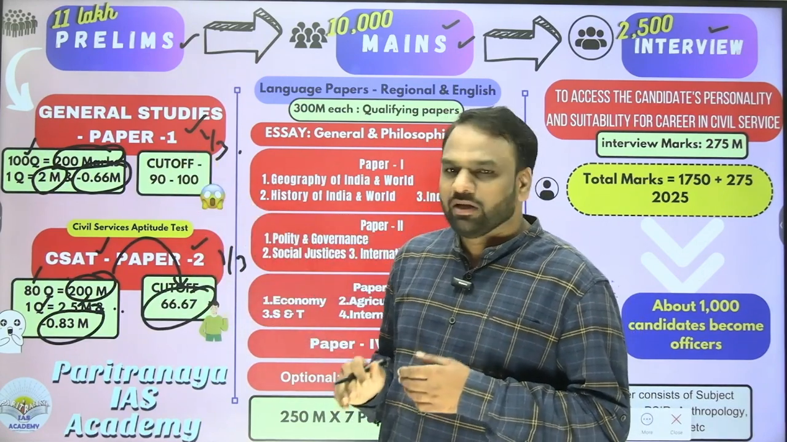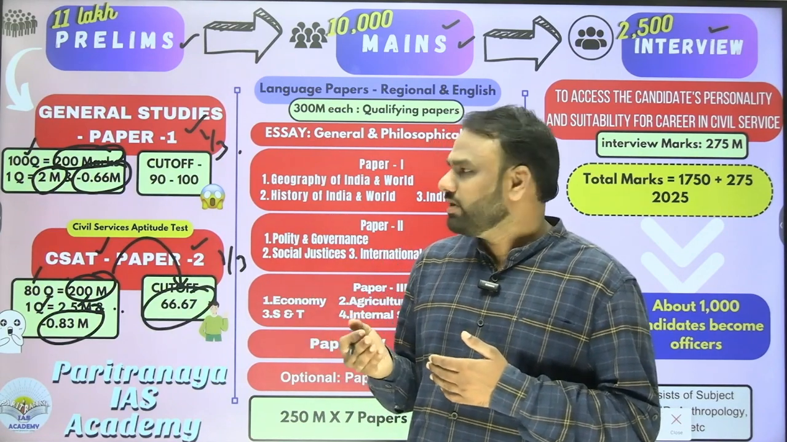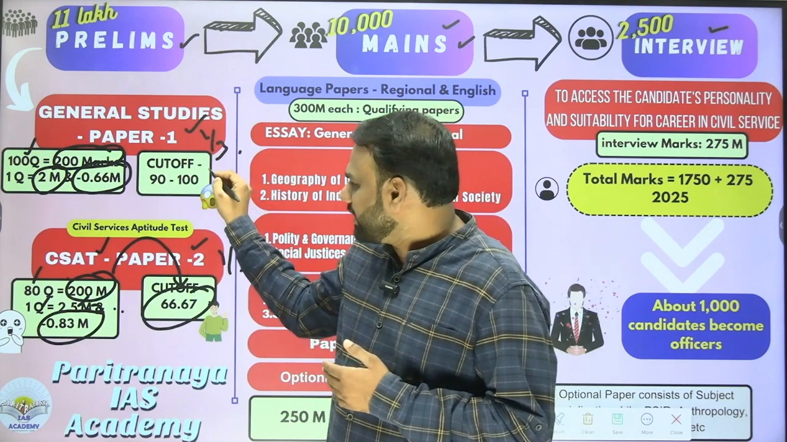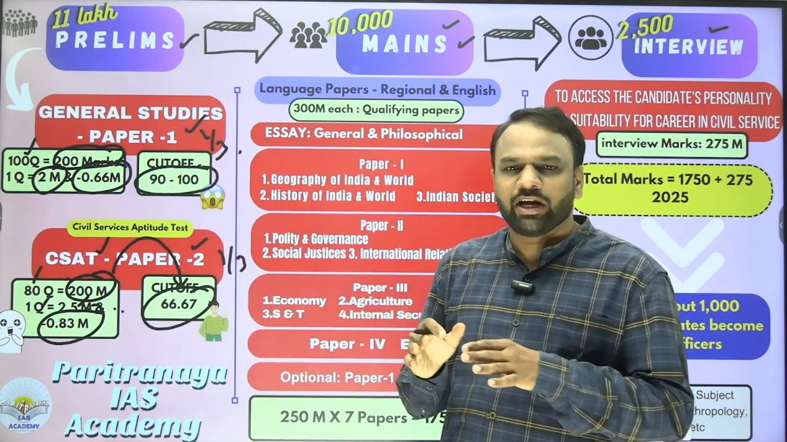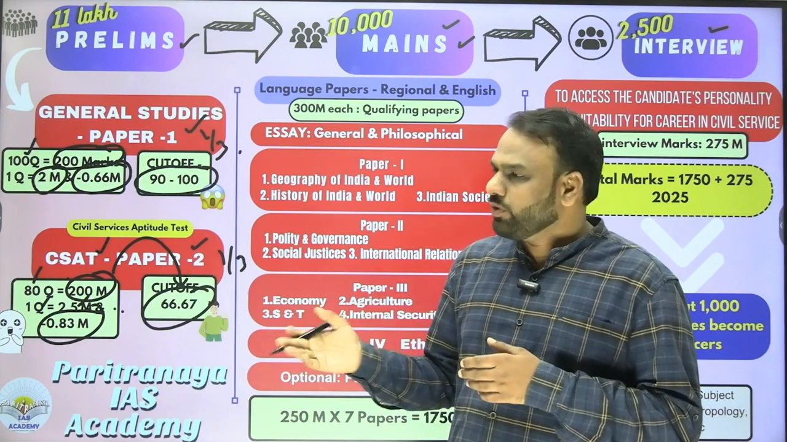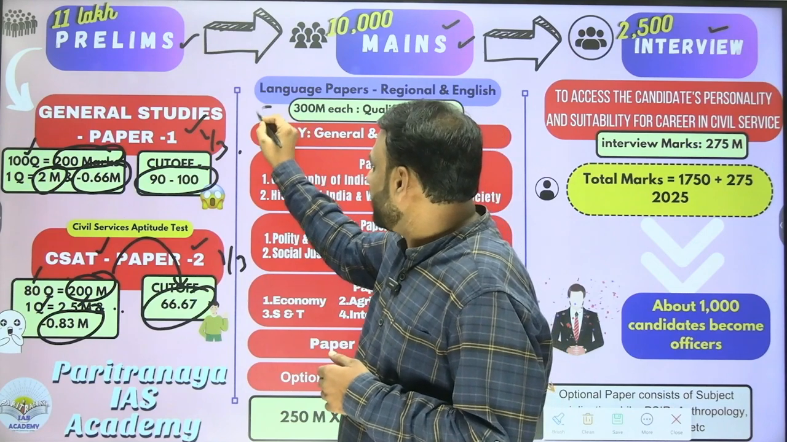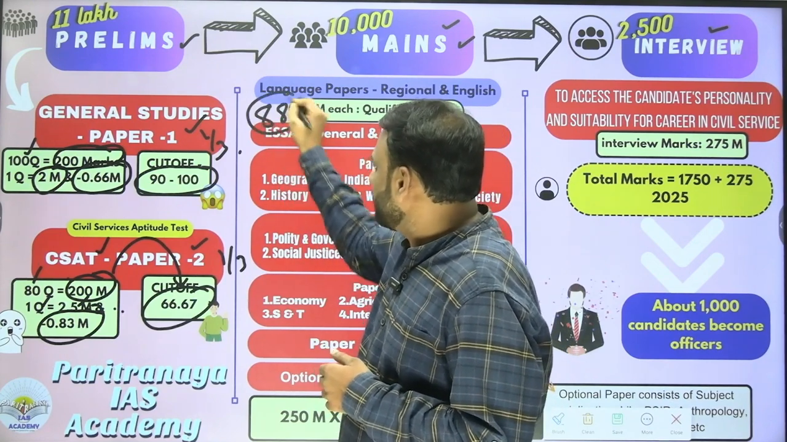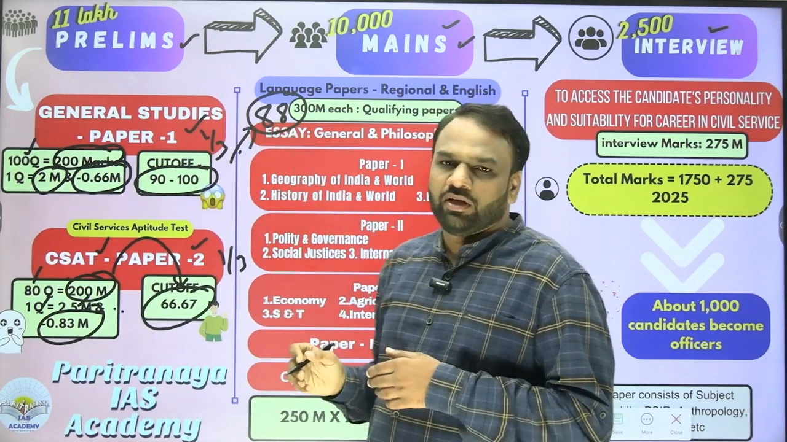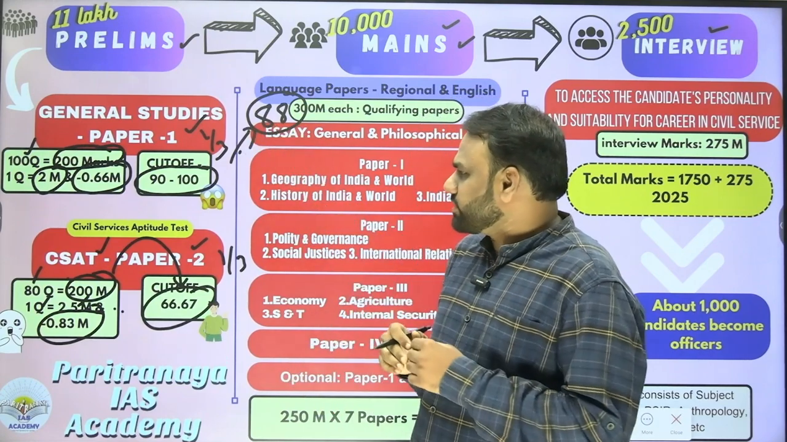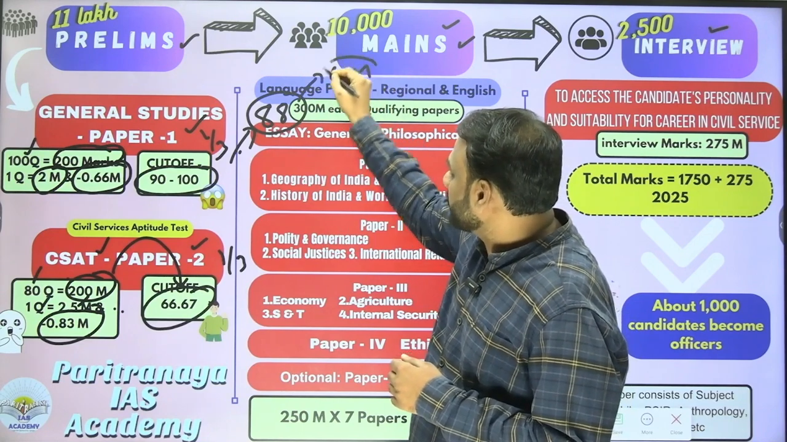Whereas coming to paper 1, the cutoff changes every year. Approximately it is 90 to 100. The present trend is the cutoff is somewhere in between 90 to 100. If you look at 2022, the cutoff was close to 88. Every year it changes, and this cutoff is with respect to general merit.